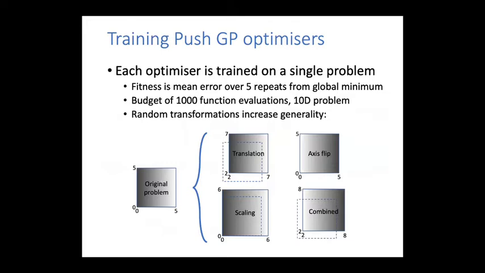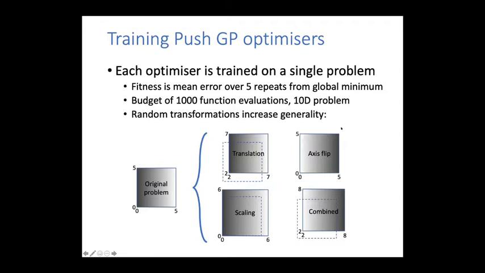So in this work, so far, each of these optimizers has been trained on a single function, and its fitness during training is the mean error from the global minimum for that problem, averaged over 5 repeats from different initial conditions. And for each optimizer evaluation, it gets 1,000 function evaluations, so it can sample 1,000 places within the landscape. And they're trained on 10-dimensional problems.